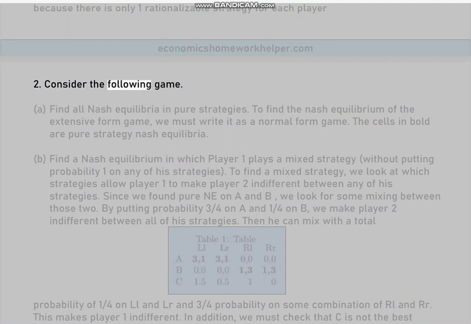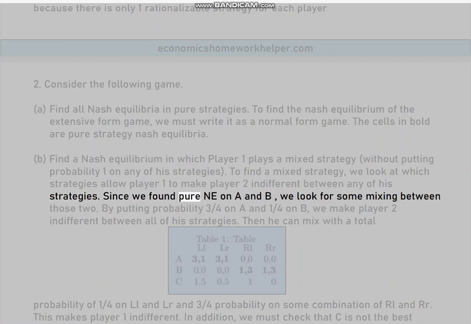2. Consider the following game. A. Find all Nash equilibria in pure strategies. To find the Nash equilibrium of the extensive form game, we must write it as a normal form game. The cells in bold are pure strategy Nash equilibria. B. Find a Nash equilibrium in which player 1 plays a mixed strategy, without putting probability 1 on any of his strategies. To find a mixed strategy, we look at which strategies allow player 1 to make player 2 indifferent between any of his strategies.